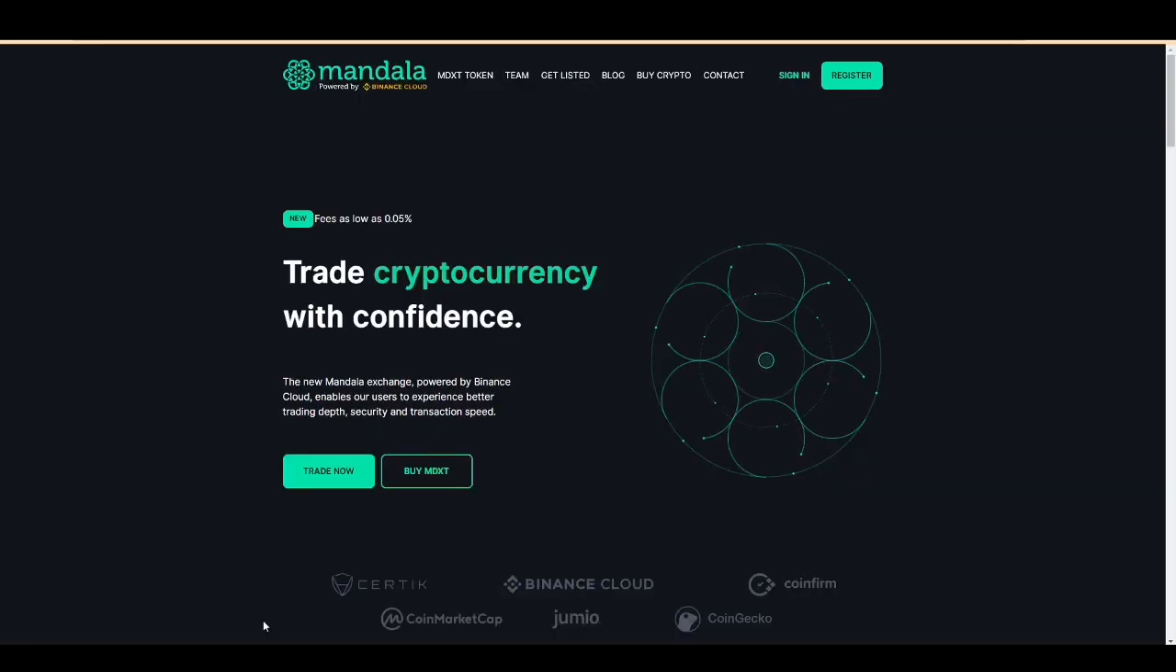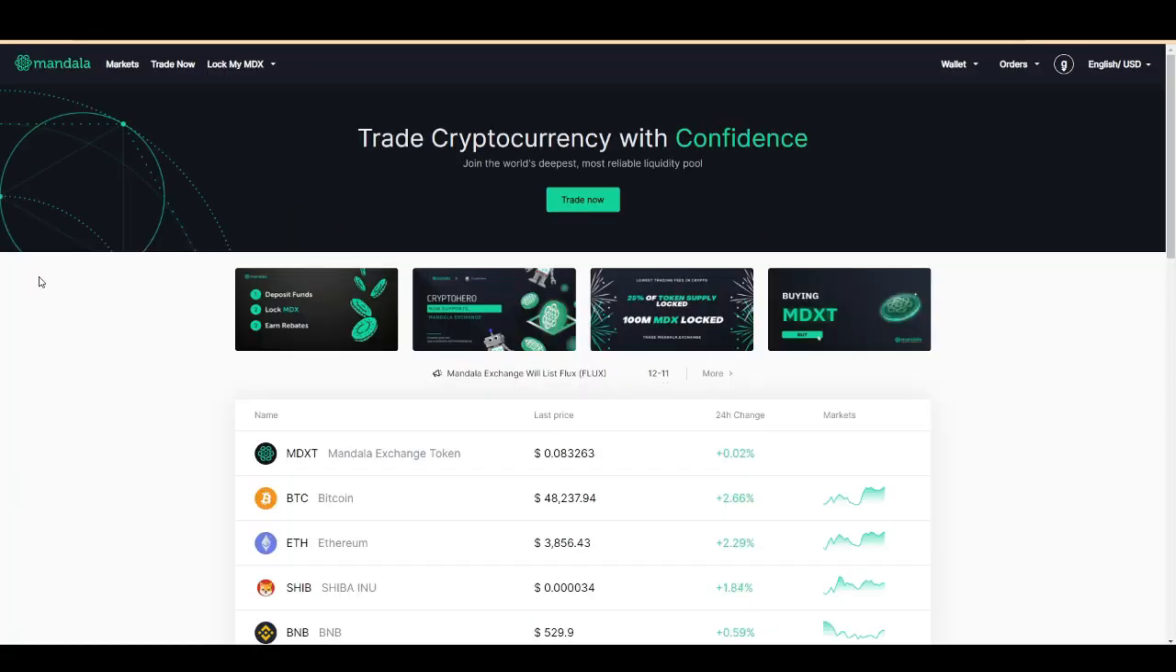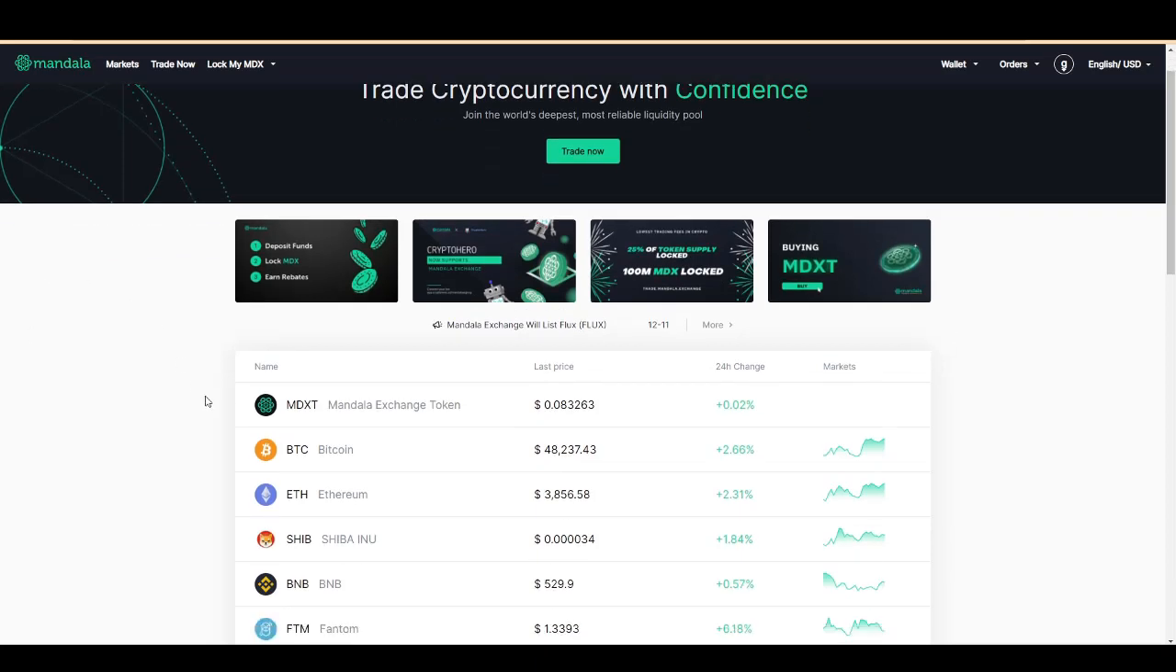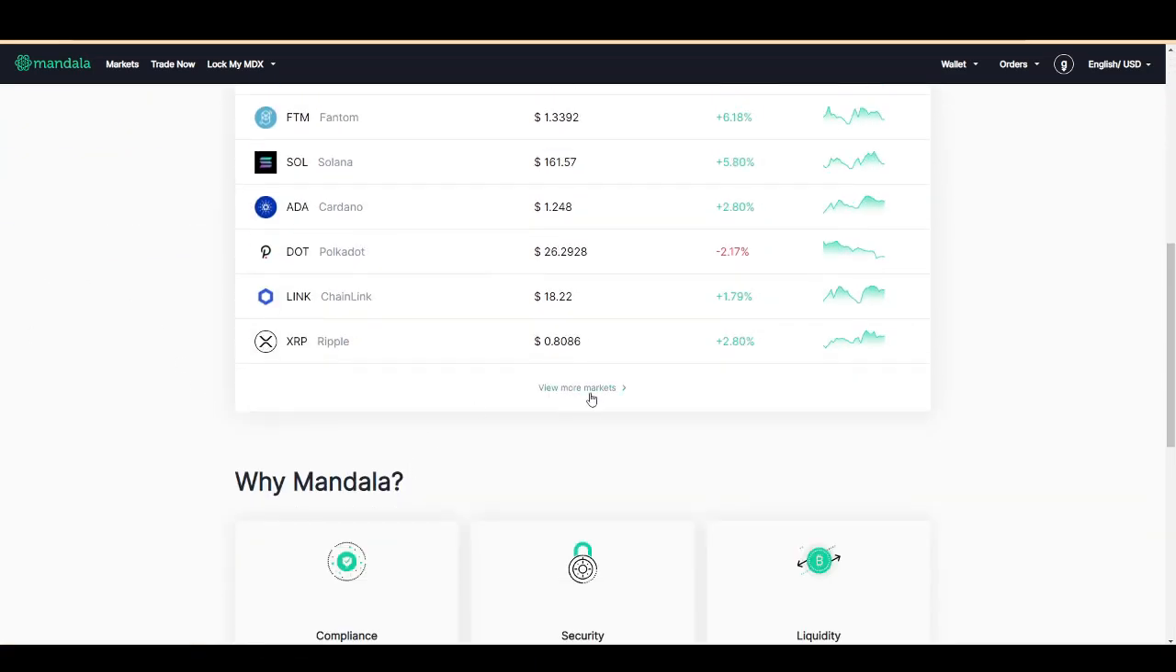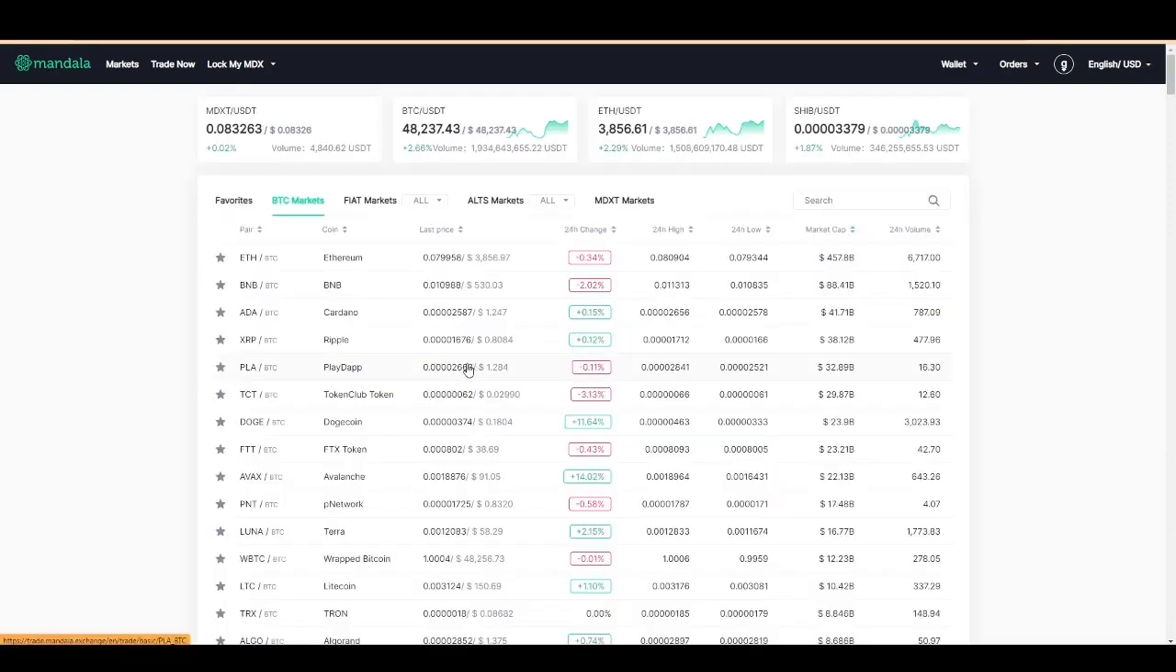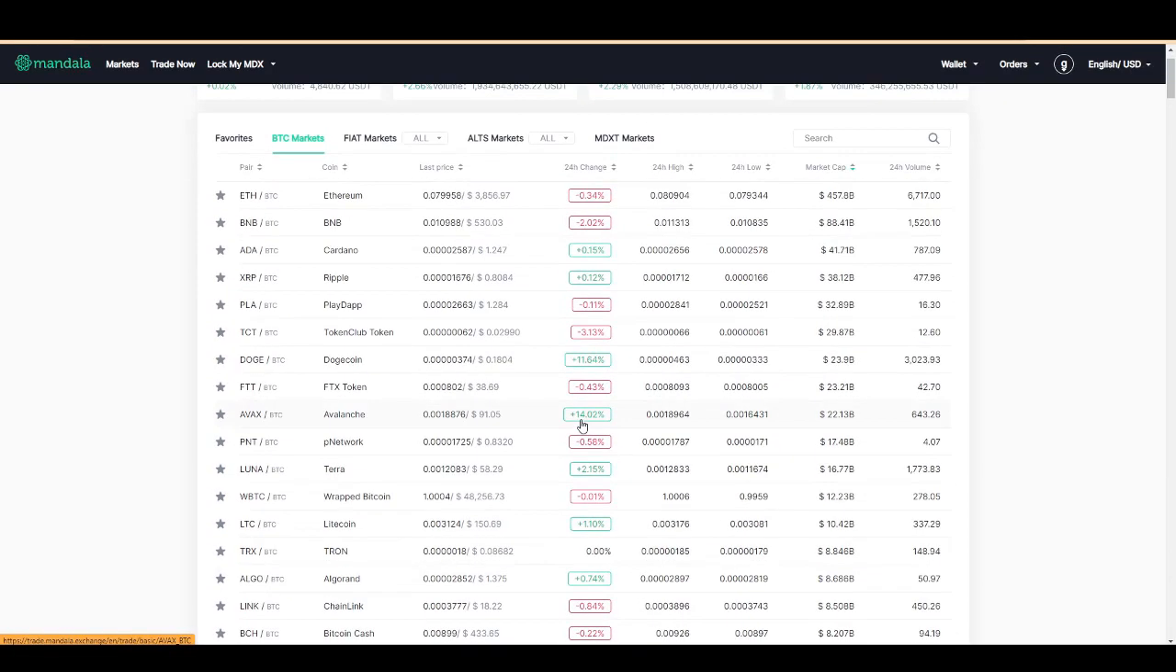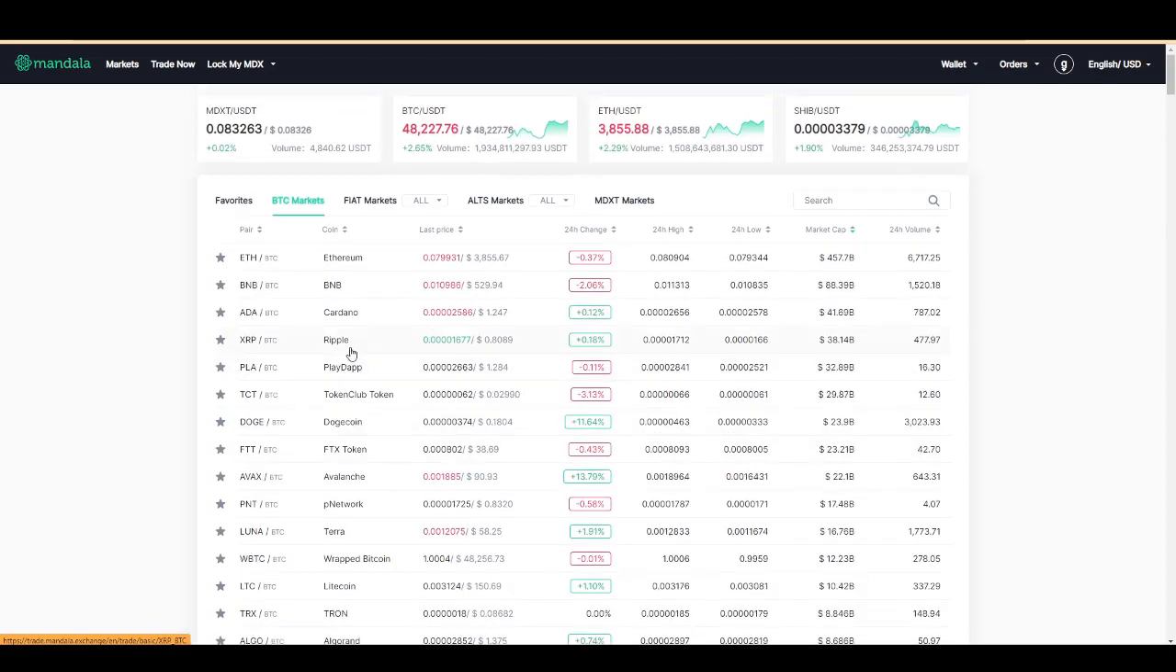In this video I'll be showing you how to trade and what the different order types are that you can use to open a trade with Mandala Exchange. So make sure to watch the video till the end to learn more. After signing into the Mandala Exchange account, this will be the first page. Here you can see the different coins available to trade, and you can click on view more markets to check all the market pairs that are available to start trading with.